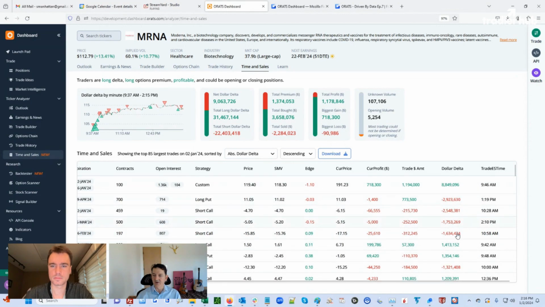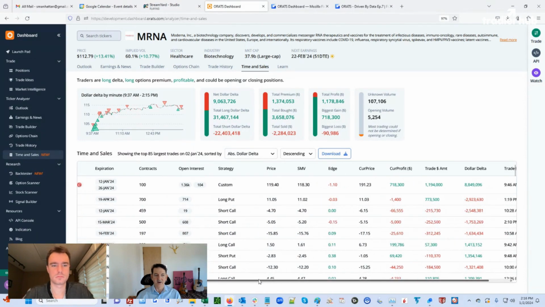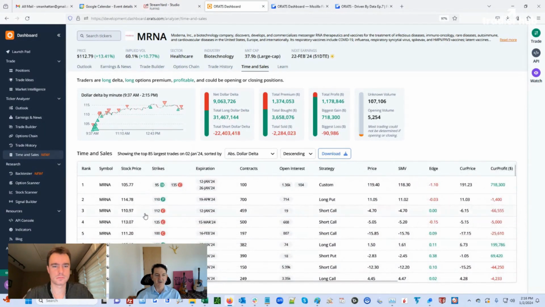So yeah, you can see the dollar delta is just multiplying the delta times the contracts and times the stock price, and that's how we get that number and determine how long it is, and graph it versus the short dollar delta. Great. So any other things before I go with the thesis? Yeah, I was just leading into that.